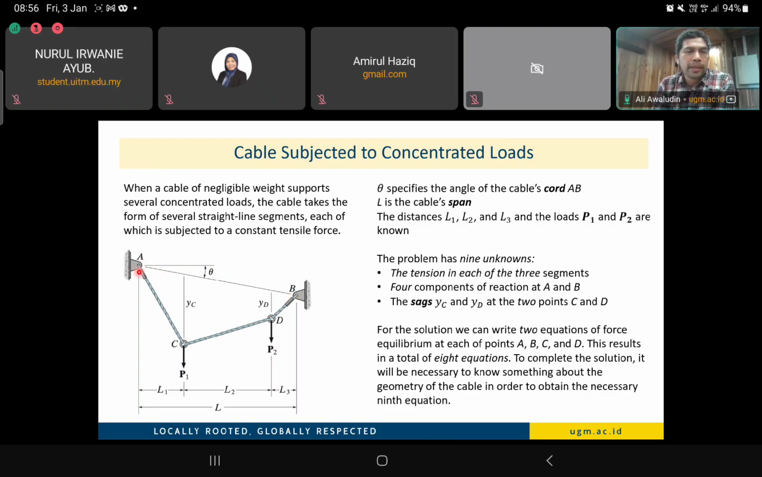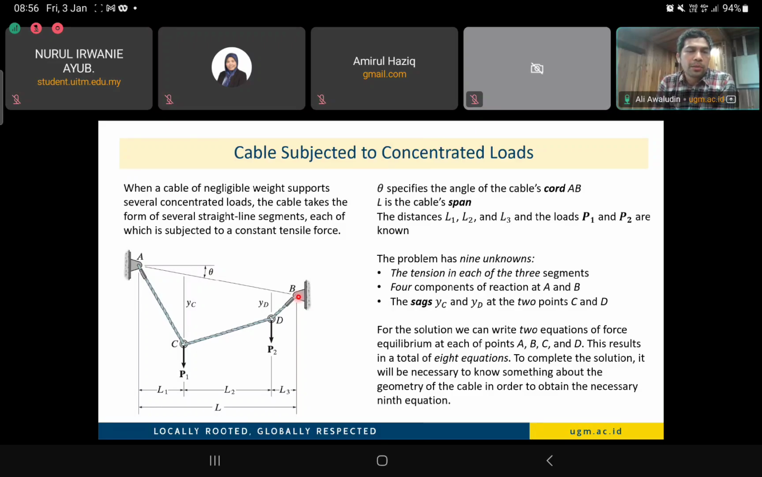And then we assume that the inclination of this chord to the horizontal line is the angle theta. So at the moment we will see that we will have about 4 unknown reaction forces, 2 at A and 2 at B. And we also have the tension forces of the cable AB, cable CD, and cable DB. So we have 3 tension cable forces.